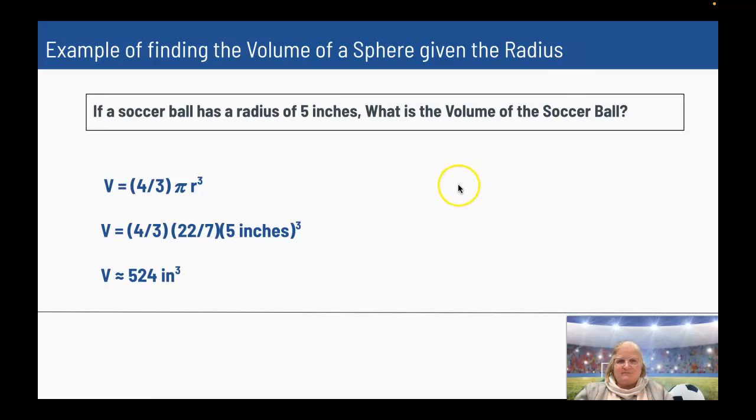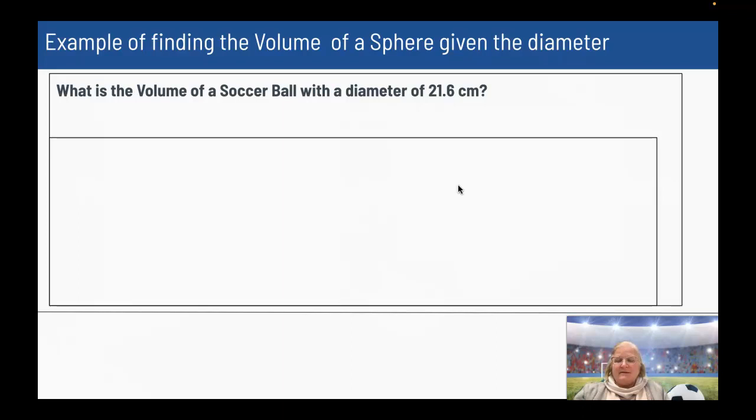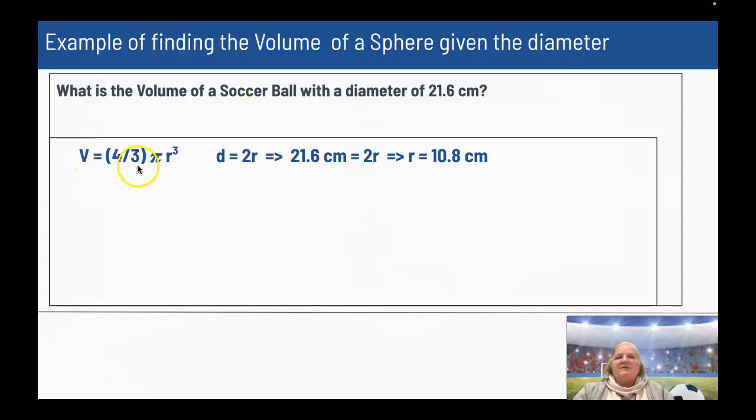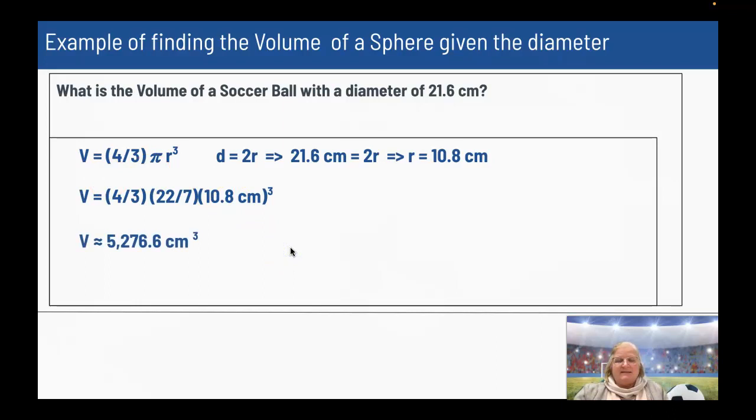What is the volume of a soccer ball with a diameter of 21.6 centimeters? I have my volume formula again because I'm looking for the volume. It's 4/3 pi r cubed. My diameter is twice my radius. And so if my diameter is 21.6, and that equals twice my radius, my radius would equal 10.8 centimeters, half of 21.6. So when I plug that into my volume formula, I have volume equals 4/3 times 22/7, which is pi, times 10.8 centimeters cubed. And when I put that into the calculator, I come up with approximately 5,276.6 centimeters cubed.